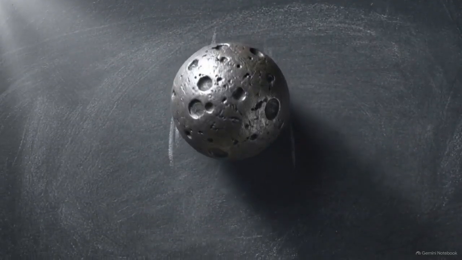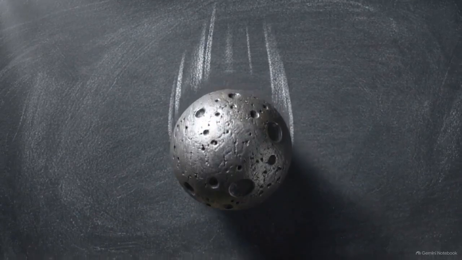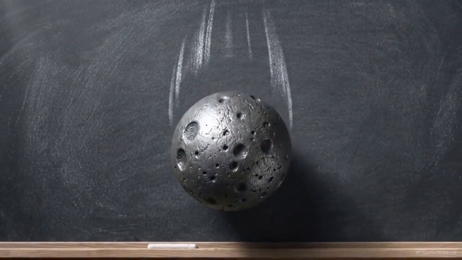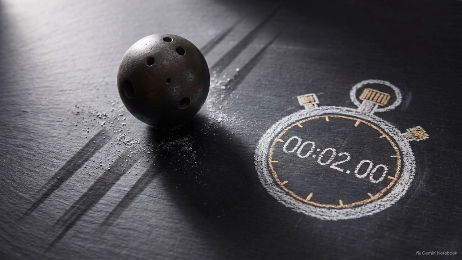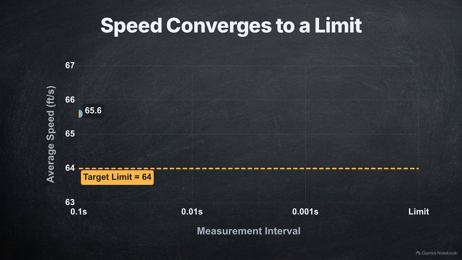To find a way around this, we can use a controlled model, a falling ball governed by the equation distance equals 16 times time squared. Our goal is to find the exact speed of this ball at the 2-second mark, without triggering that zero division error. Instead of 0, we look just after 2 seconds. Over 1/10 of a second, average speed is 65.6. At 100th, it becomes 64.16. At 1000th, 64.016. The values converge toward 64.